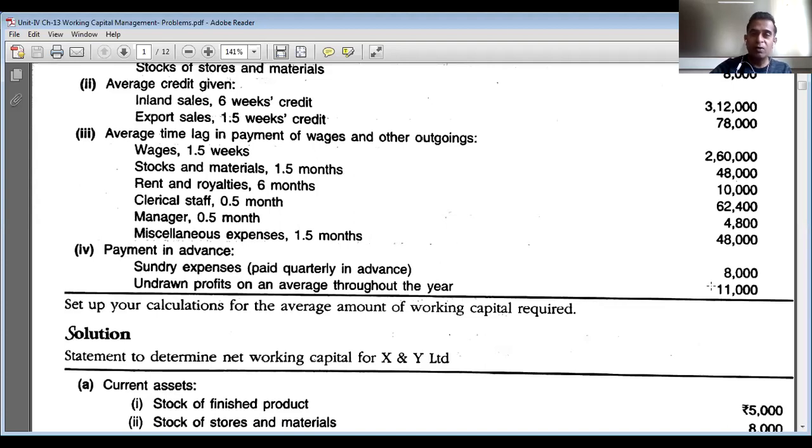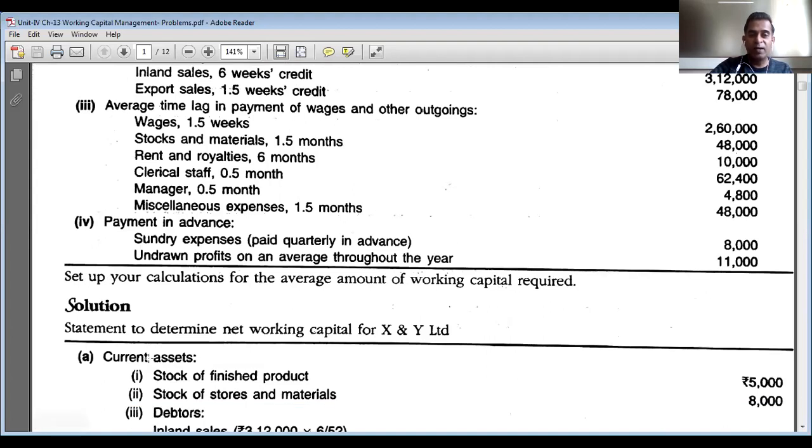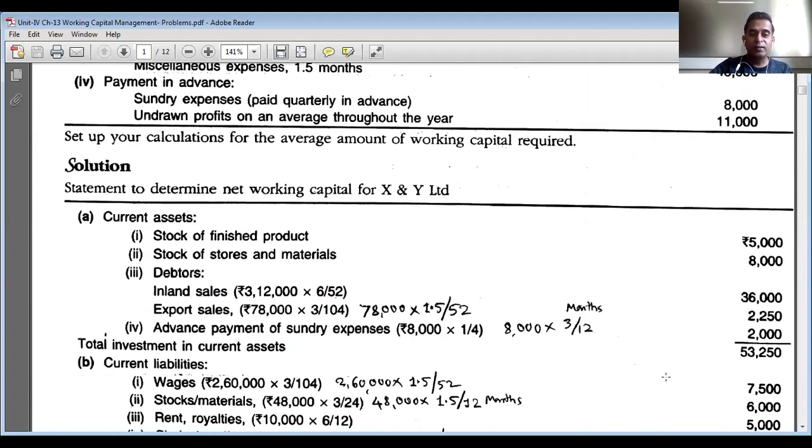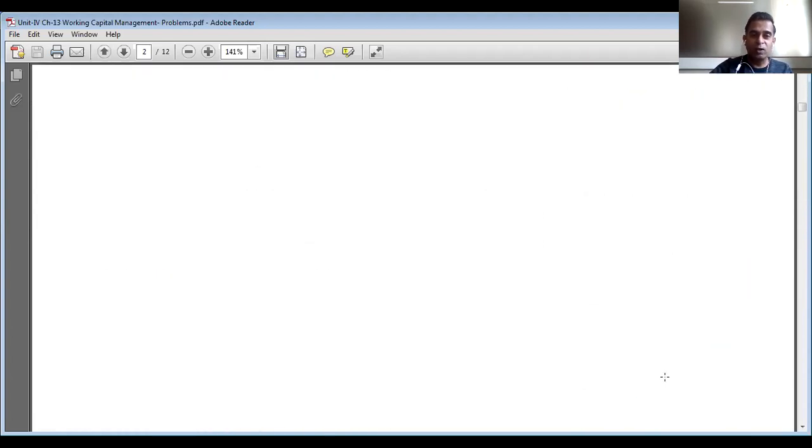So I'll begin with the note first, or assumptions first. Then you are asked to set up your calculations for the average amount of working capital required. So this is the data given. Some of it is readily available, like the working capital required to finance stock of finished goods and stock of raw materials, and other aspects you have to calculate. So we'll begin with the assumptions first, or you can also call them the notes.